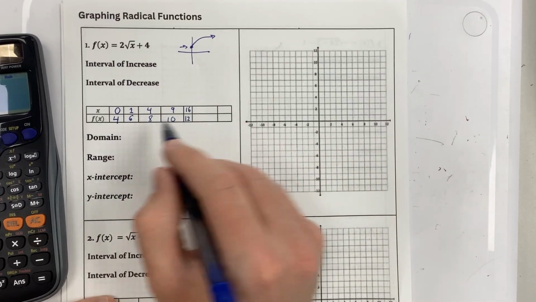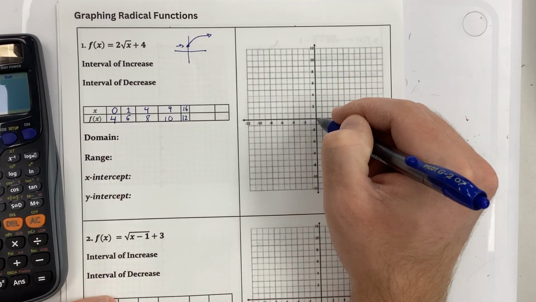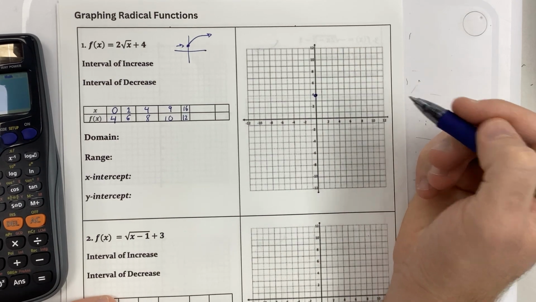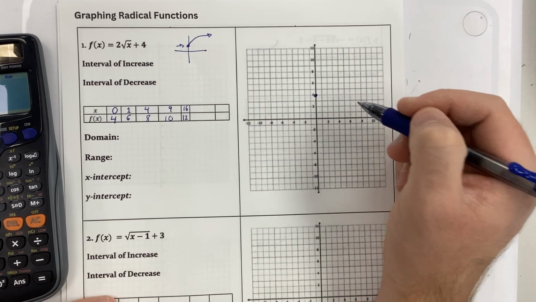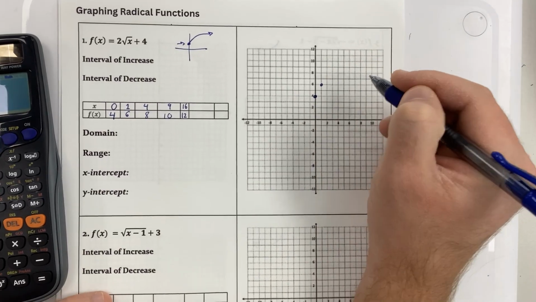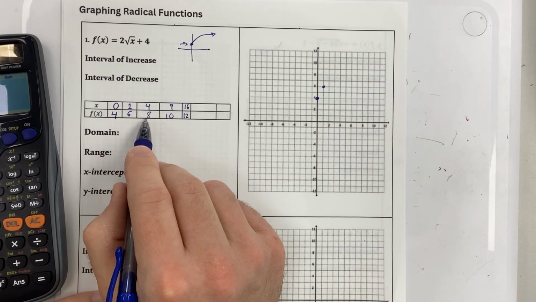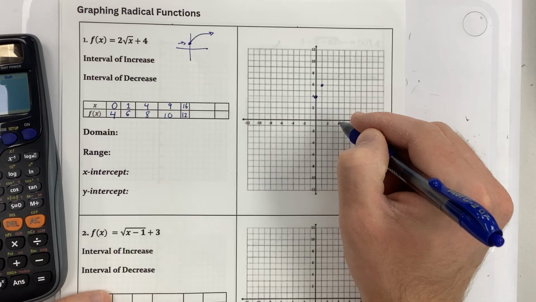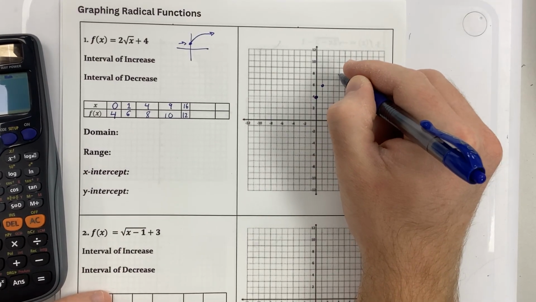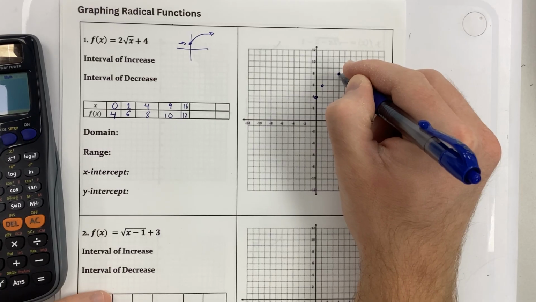So let's plot these points. The first one's at 0, 4: 0 over, 4 up, it's about right there. Kind of the most important point is it's the starting point. Next one is 1 over, 6 up, so it puts you right there. Next one is 4 over, 8 up, which is right there.